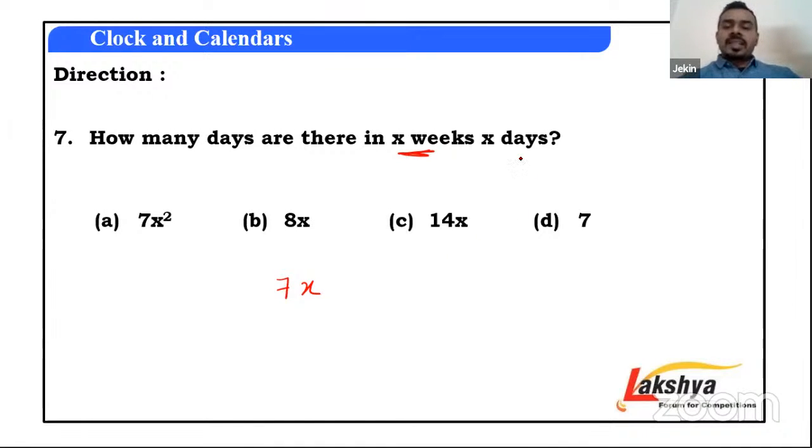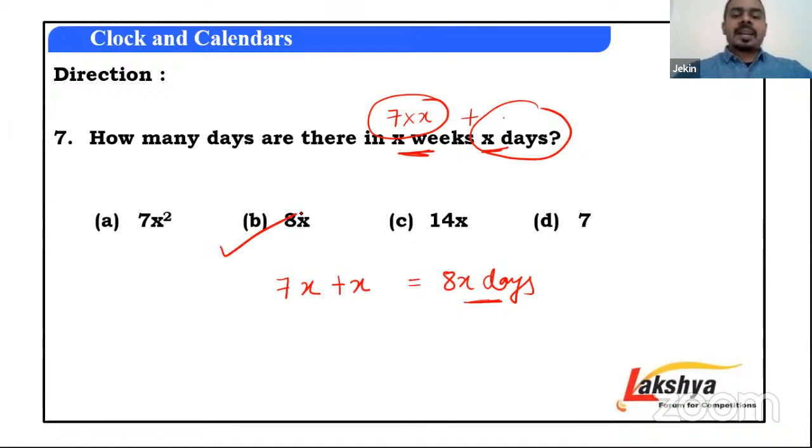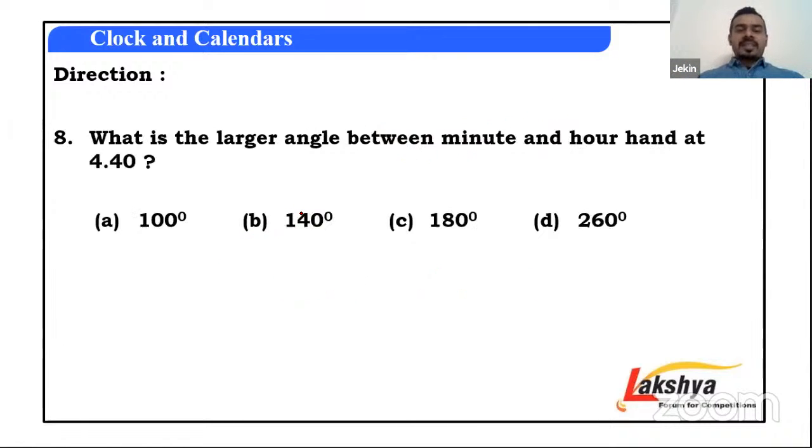Now, what is the additional thing? Here you have X days. So what you're going to do, you're going to add more X to it. Therefore, the answer is going to be 8X days. Simple. Isn't it? So it's going to be X weeks, matlab 7 into X will give you the total number of days. Here you already have X days to it. So 7X पे आप X add करेंगे तो आपको मिलेगा 8X. Therefore, the answer is 8X days. These were some different tricky questions asked in the exam.